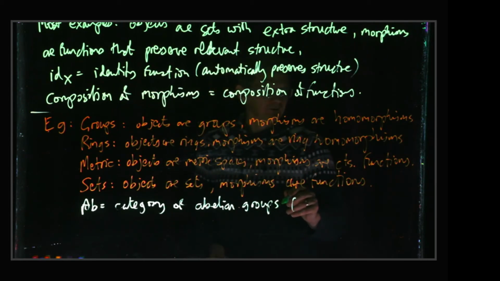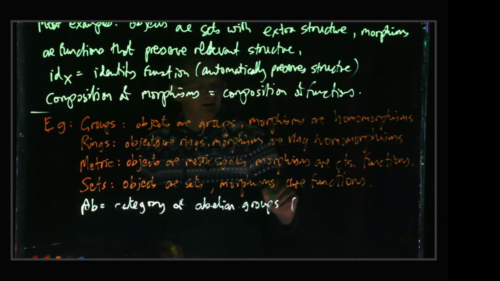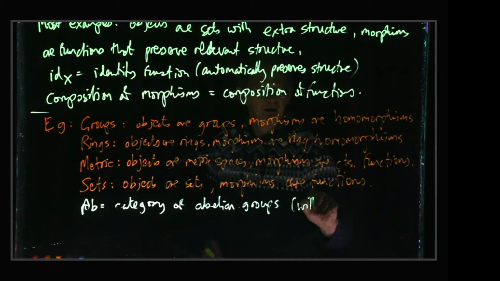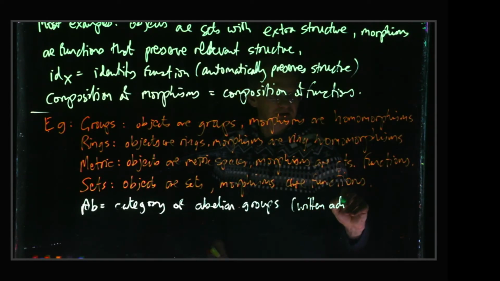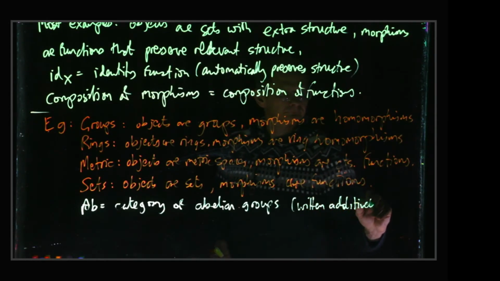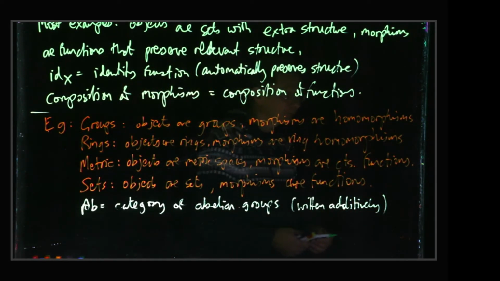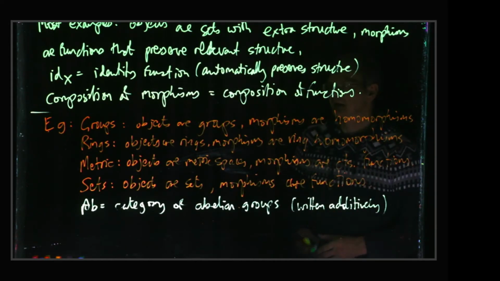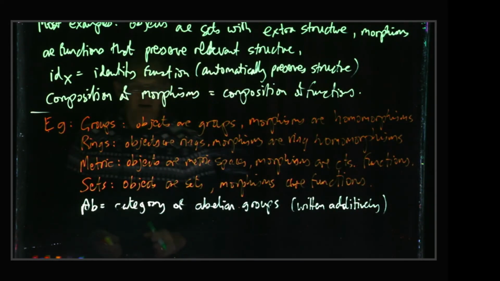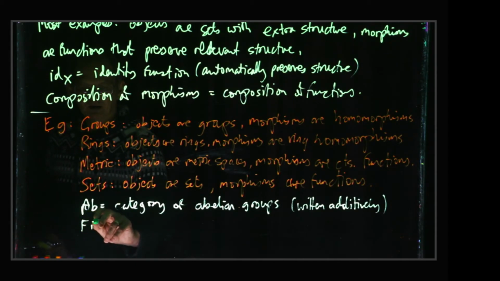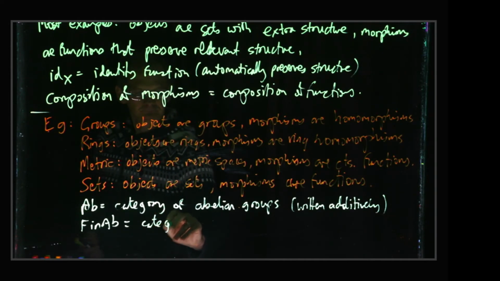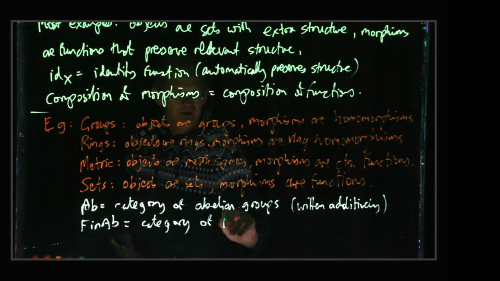Just for future reference, when we're talking about abelian groups, we'll normally write the operation additively. Okay, so in an abelian group, the group operation will be called plus, okay, and so the identity element will be called 0. Okay, so that's a category of abelian groups, and then you can also have fin ab is the category of finite abelian groups.